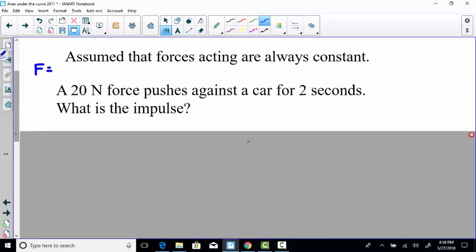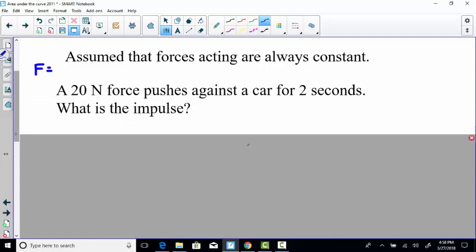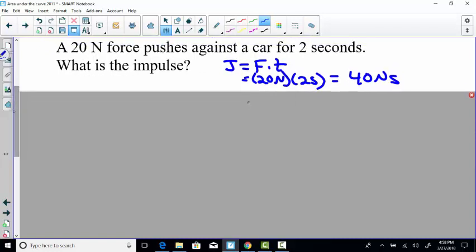Let's say you have a 20 Newton force that pushes on a car for 2 seconds, and we want to calculate what the impulse is. Well, that's a real simple calculation. Impulse is force times time, 20 newtons times 2 seconds. That impulse is 40 Newton seconds. We can hammer that out pretty easily. But we want to look at this another way.